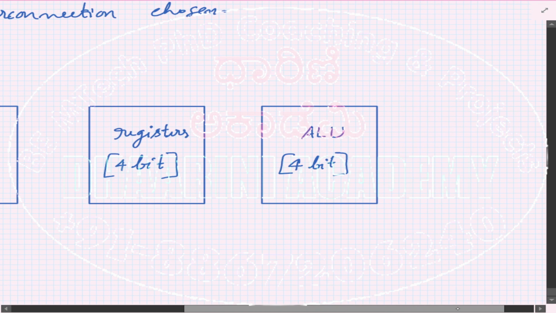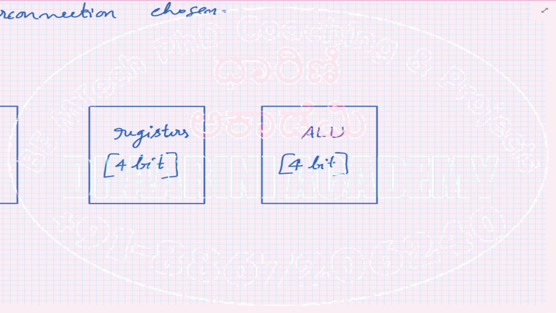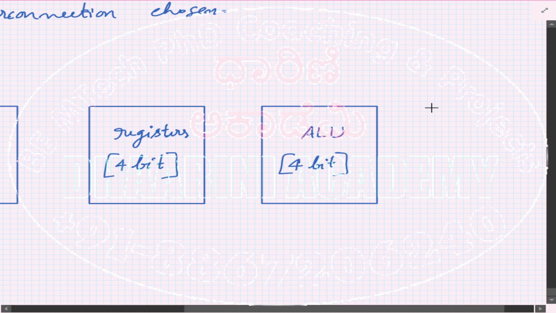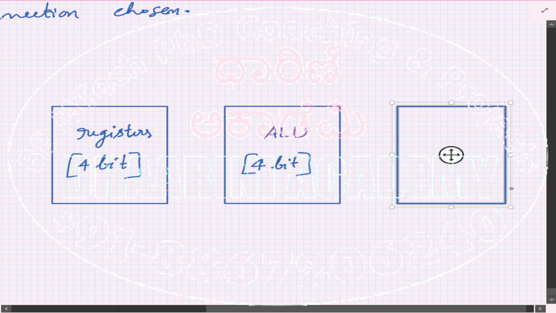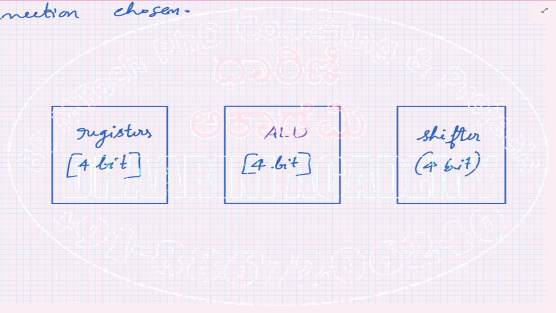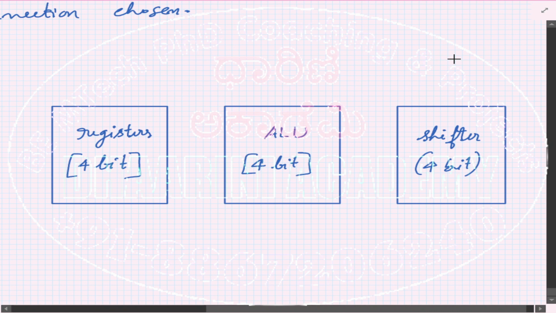Next to that, we have the shifter. You can use a barrel shifter or any other type of shifter. Let's call this an end around shifter. This shifter also needs to be of size 4-bit. So this is the shifter, size 4-bit.